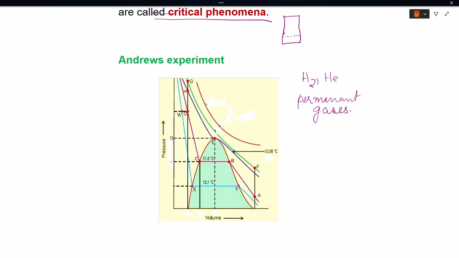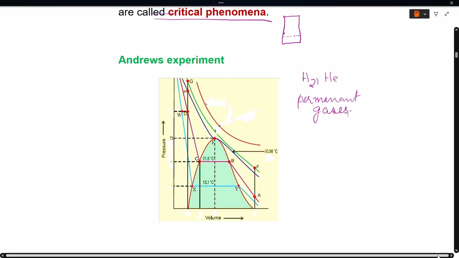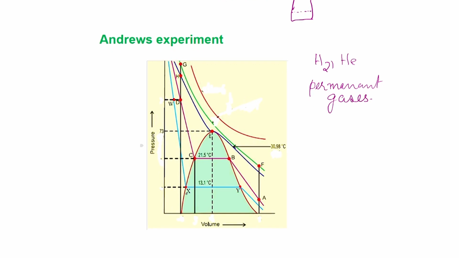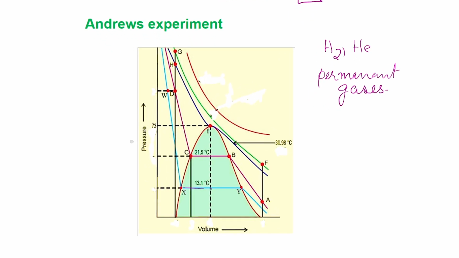Until an experiment was conducted by Andrews, in which he took carbon dioxide and studied the curves, that is, the liquefaction of carbon dioxide at different temperatures. You can see from this picture the curves; the first one, shown in blue, is at 13.1 degrees Celsius. Now you can see that you have carbon dioxide.